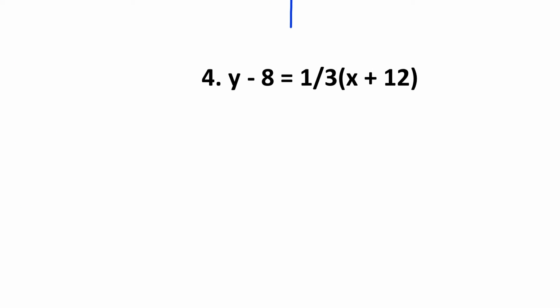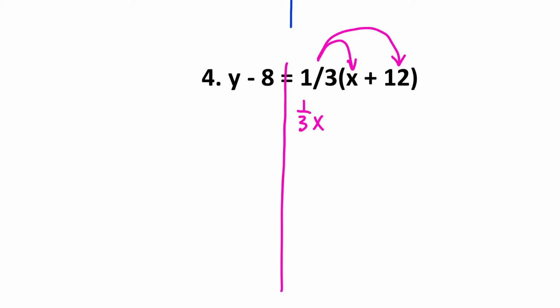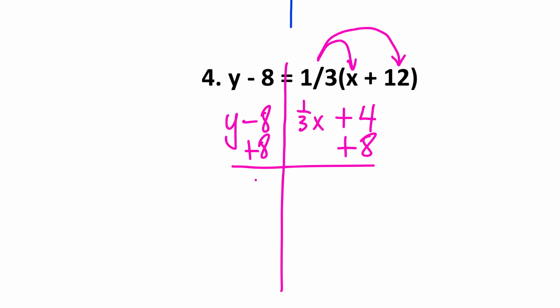Okay, I want you to try number 4 real quick. Okay. So what's 1/3 times x? 1/3 x, and what's 1/3 times 12? 4. So then we're just going to add 8 to both sides. y equals 1/3 x plus 12.